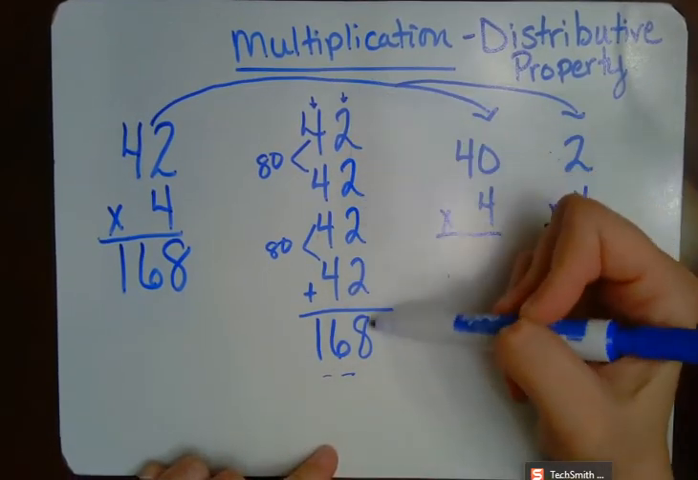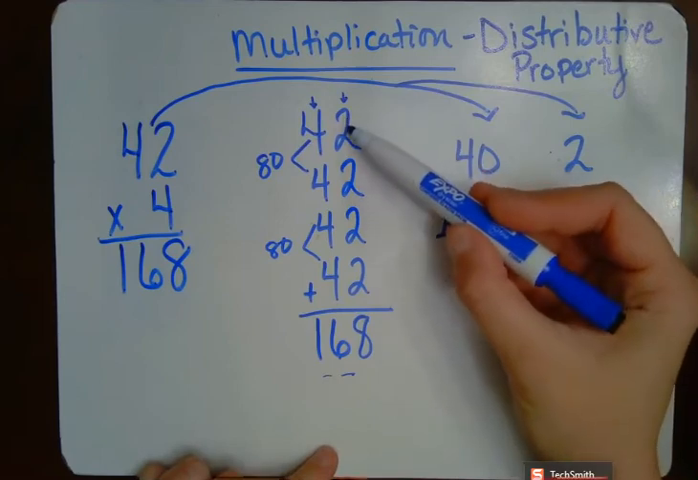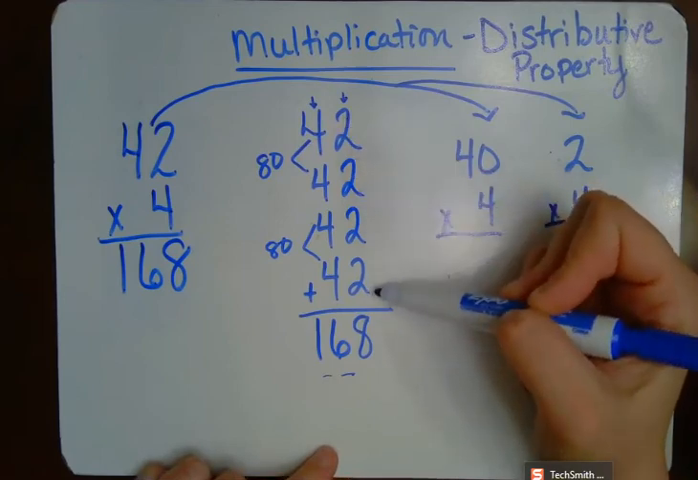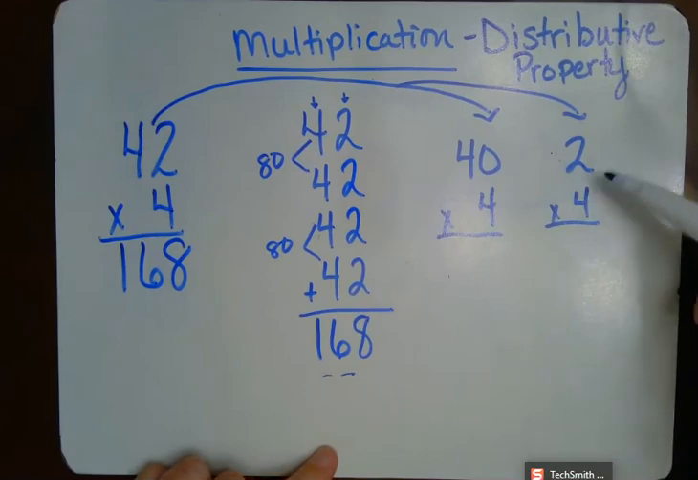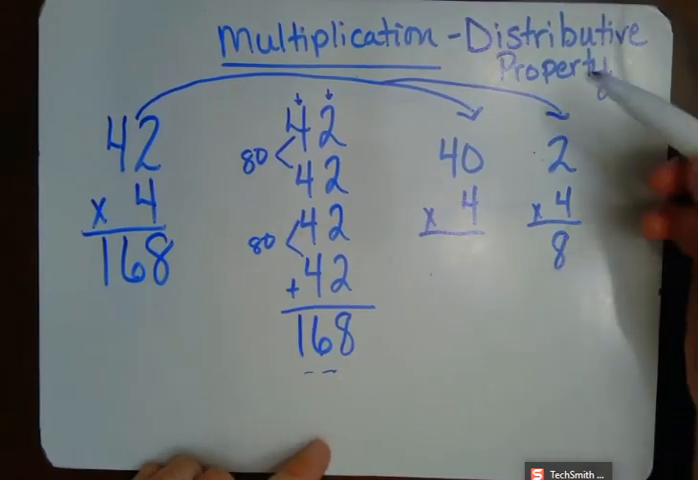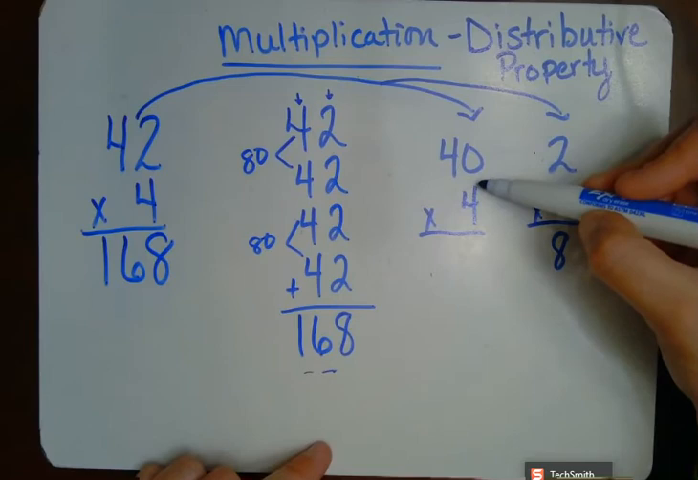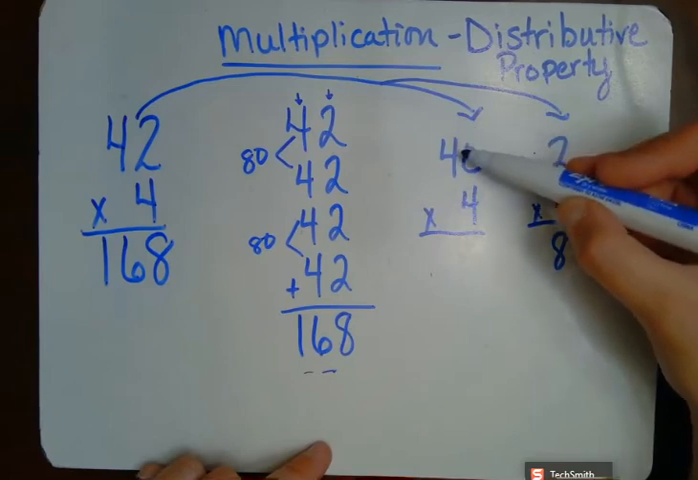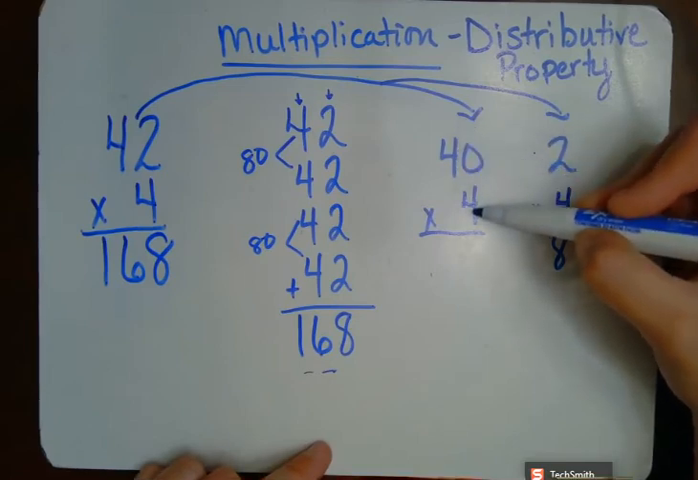We started with the ones column where we had 4 twos that we needed to add together. That's what 2 times 4 is. You're adding 2 four times. That will give us 8. Then you're going to come over here to the second problem, and you're going to multiply 40 times 4.